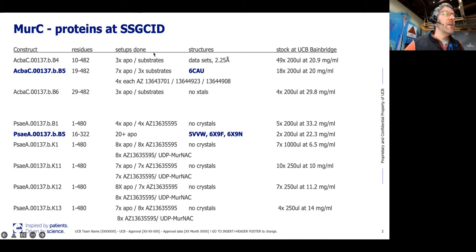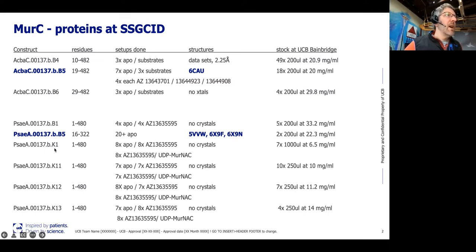Here's the number of setups we have done for each of these targets. And we got 1 structure for the Acinetobacter Mur C. Here's the amount of protein that we have left in our freezers here on Bainbridge. We got a few more for the Pseudomonas protein. Mostly these are full length.